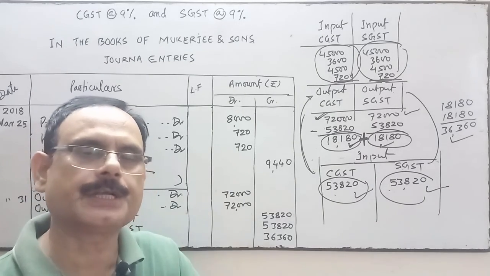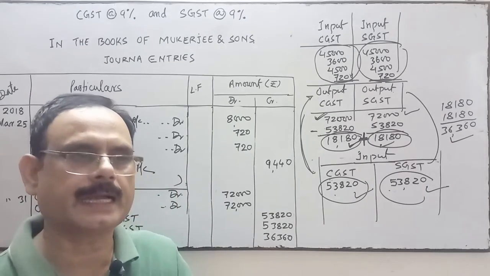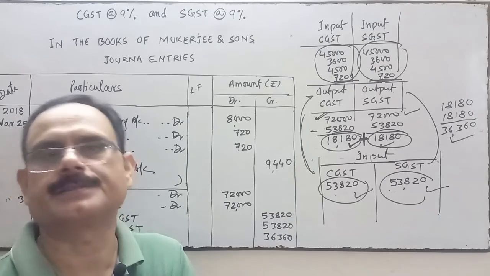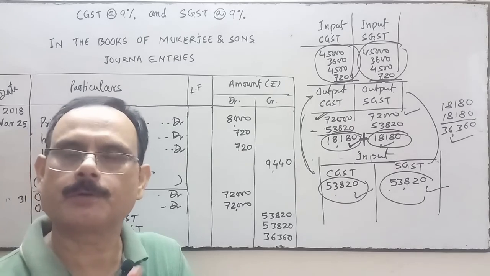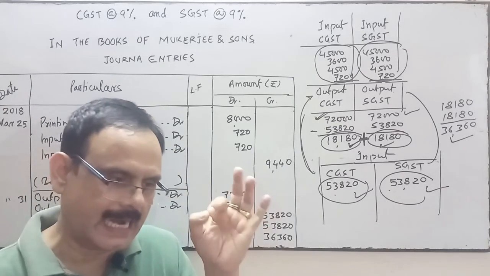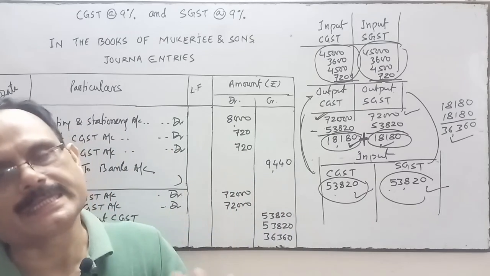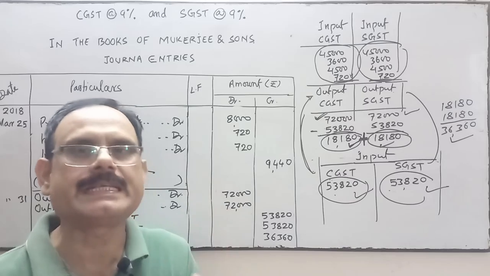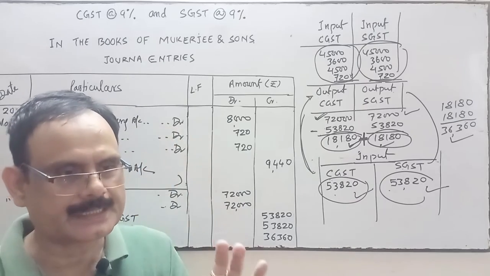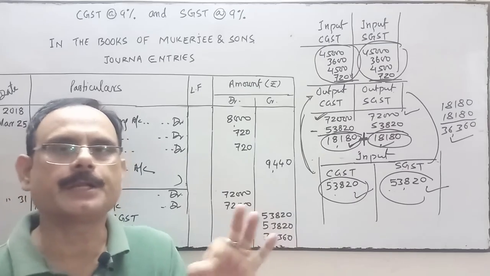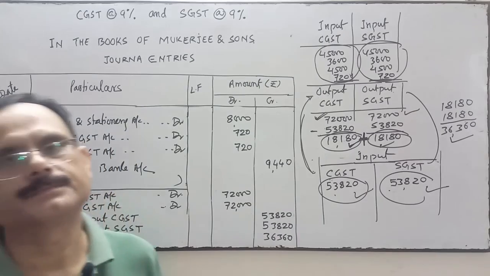The narration will be: being input GST is adjusted with the output GST and the balance amount is paid and deposited into government treasury. What will the narration be? Input GST is adjusted with the output GST, and the balance amount of output GST is paid by check and deposited into government treasury. Okay.